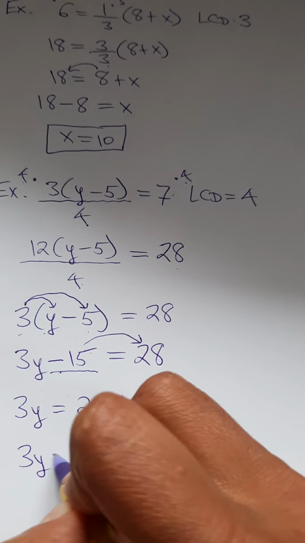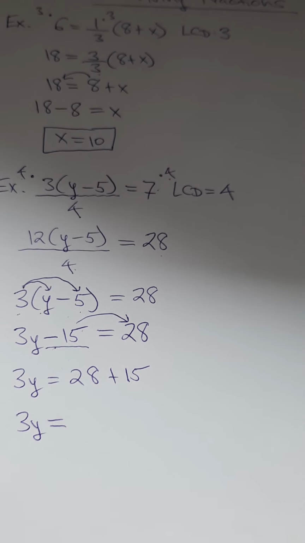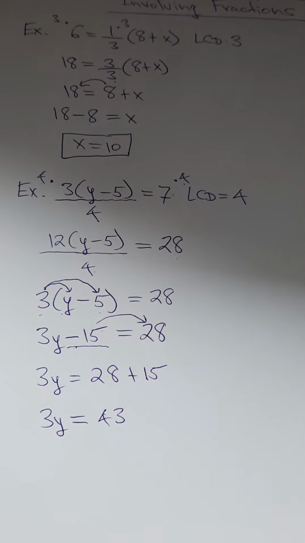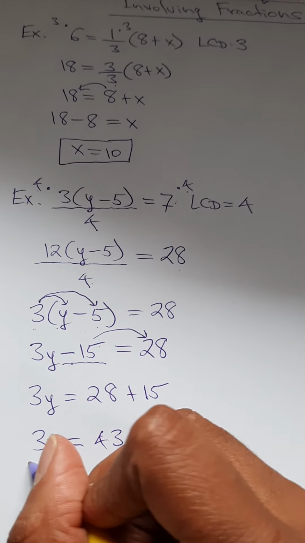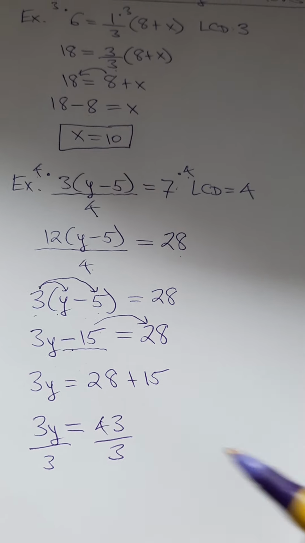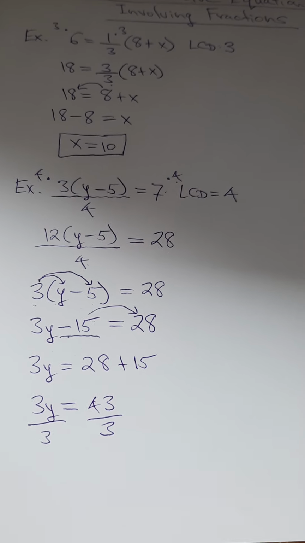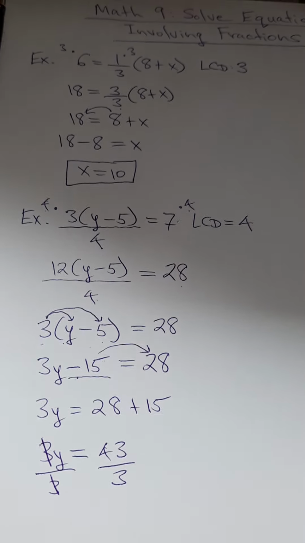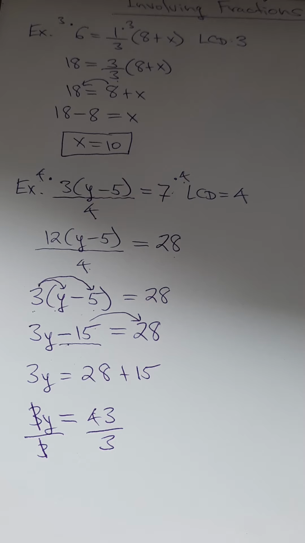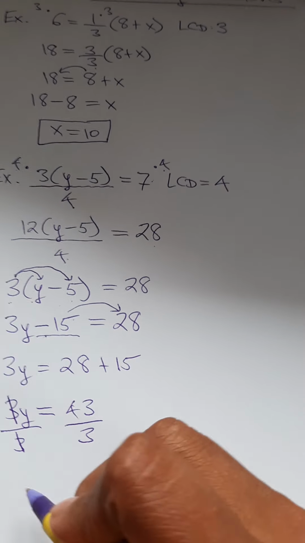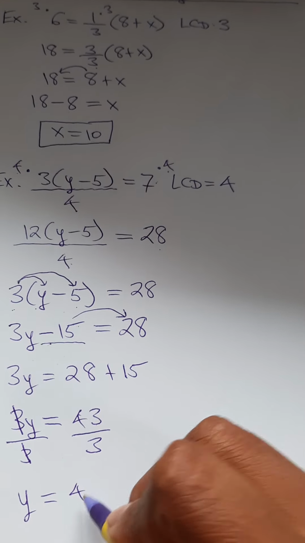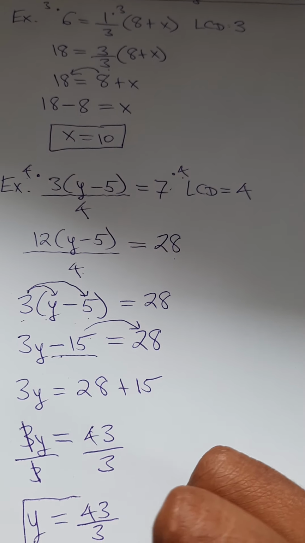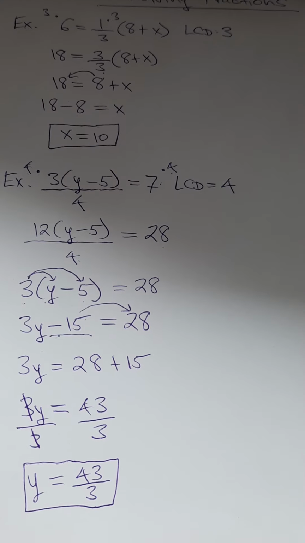So 3y equals, and I'm doing 28 plus 15, which is equal to 43. Okay, and then you're going to divide by 3 on both sides. Again, if you're not sure what you're dividing by, I have to divide by the number that is in front of the variable. Okay, if you use your calculator, 43 over 3 is a decimal. Most teachers just want you to leave it as a fraction. So y is equal to 43 over 3.